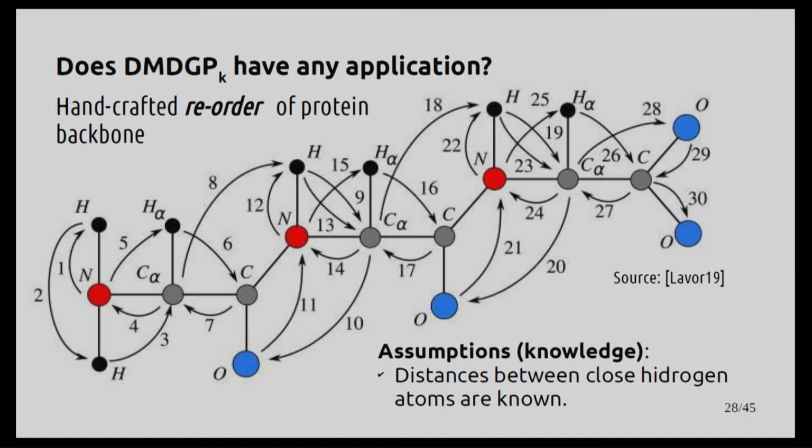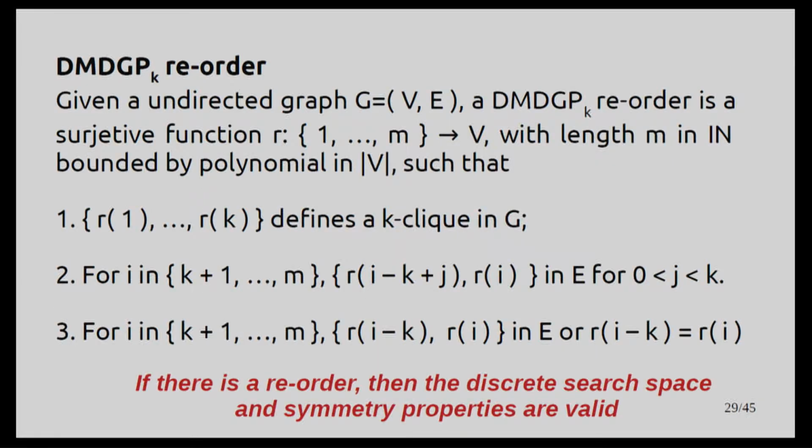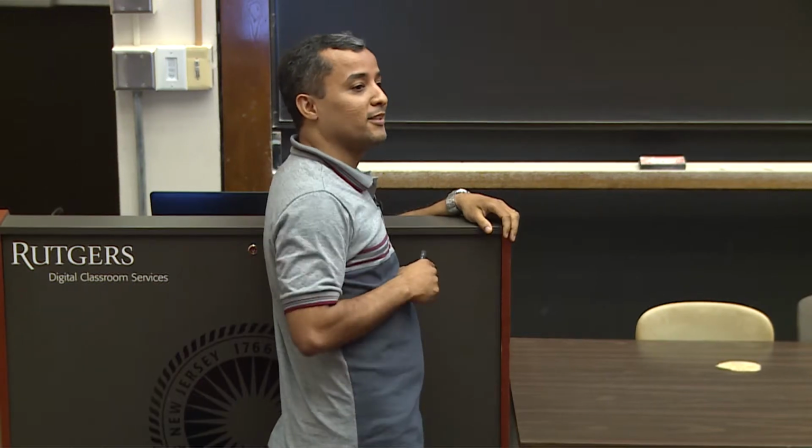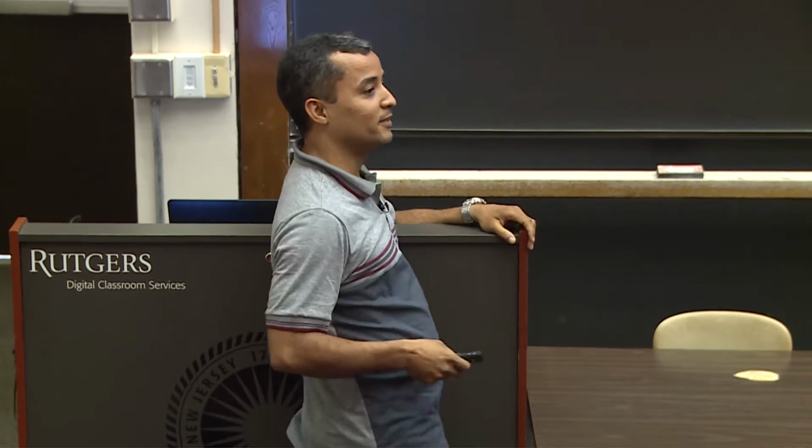But if you assume this order, and also that the lengths of the chemical bonds are known, and also the angles between two chemical bonds, and also that the distance between two close hydrogen atoms is known, with these three hypotheses, this actually will lead us to our theory about discretizing the search space, and the symmetries will be valid.